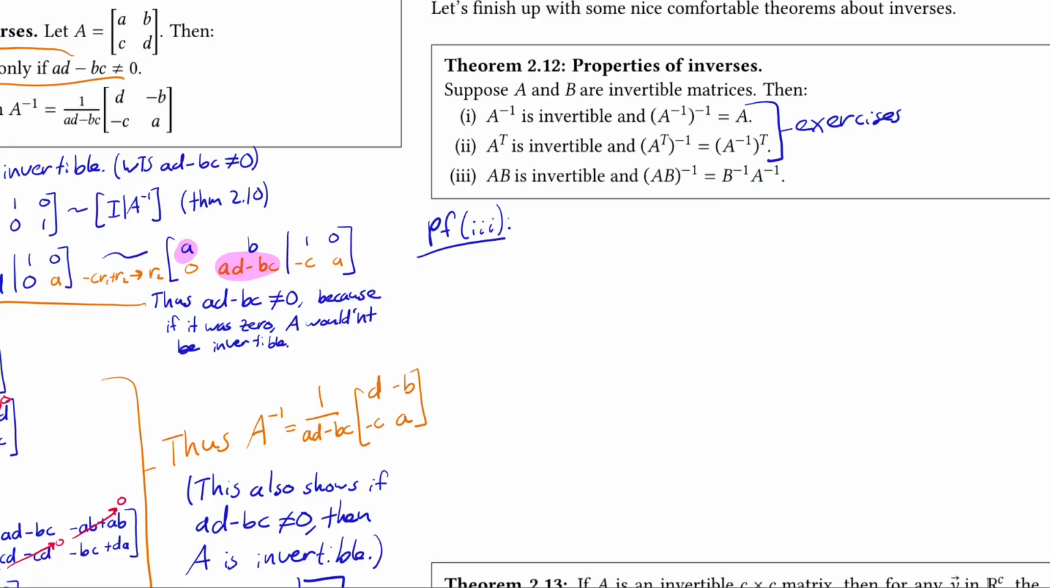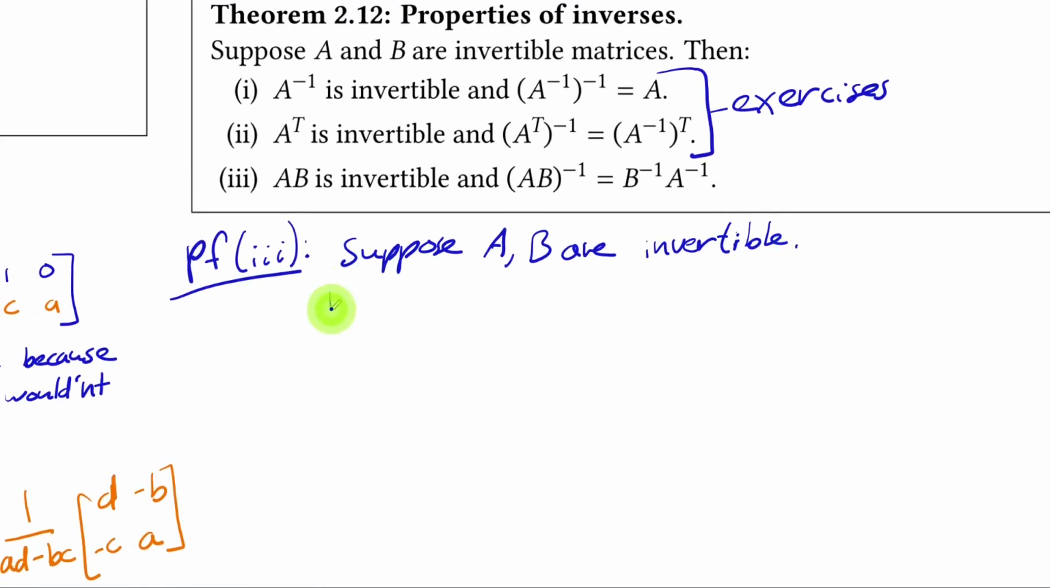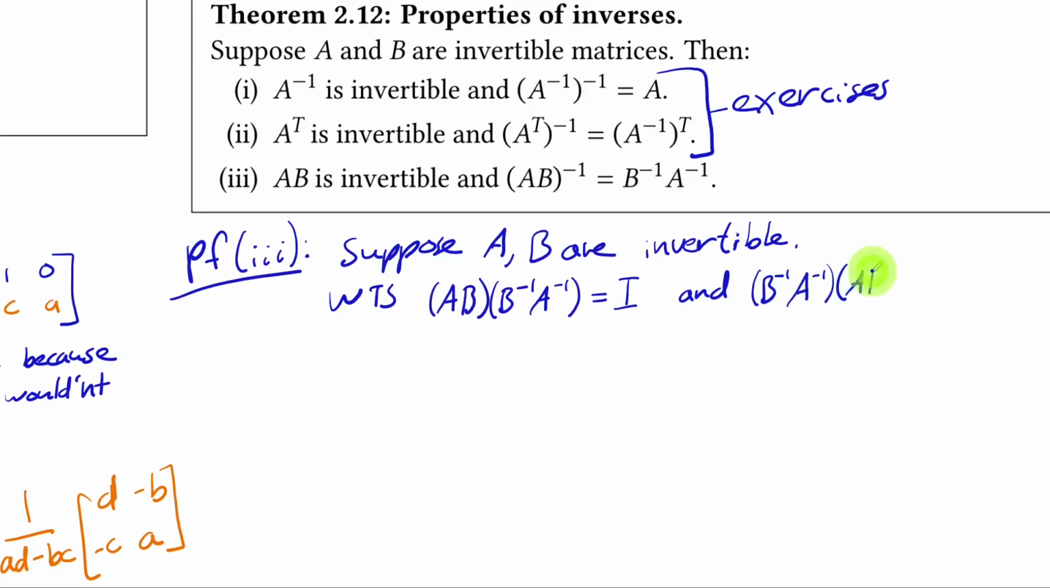So to show that AB is invertible, we can just prove this part. We can show that this works. We just want to show that A times B inverse A inverse is equal to I, and also that B inverse A inverse times AB is equal to I. Because that's what it means for something to be the inverse. It's a thing that you can multiply on either side of AB and get the identity matrix.